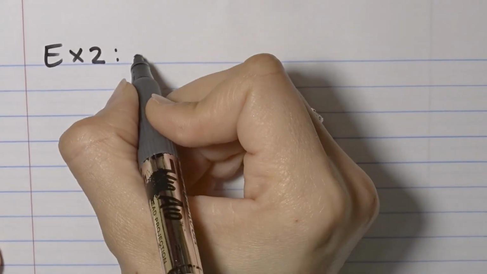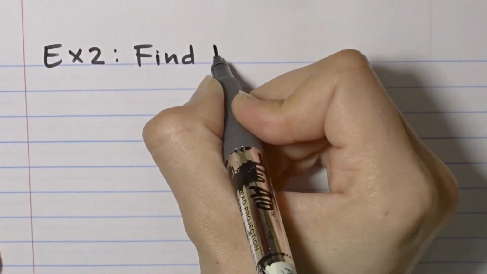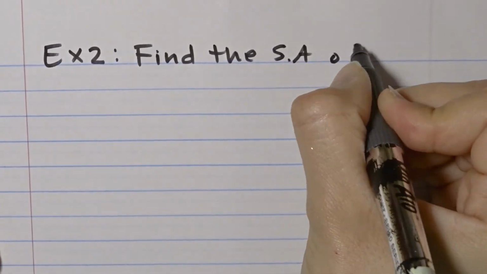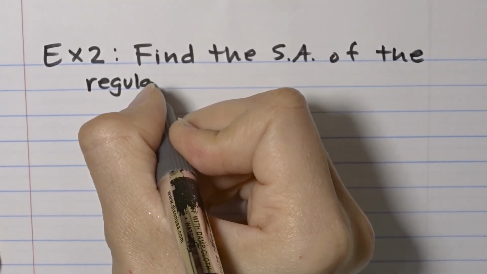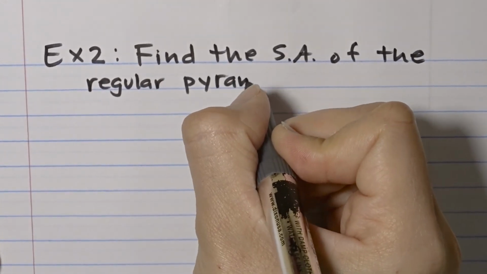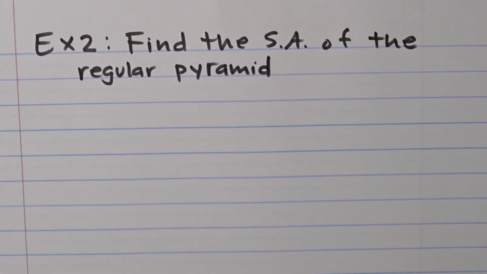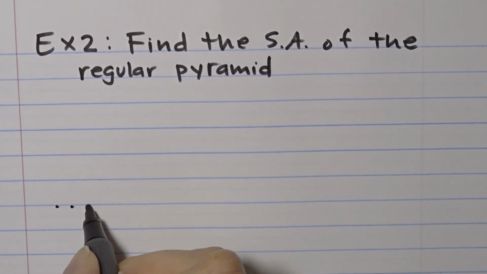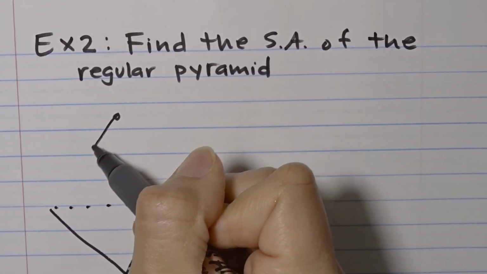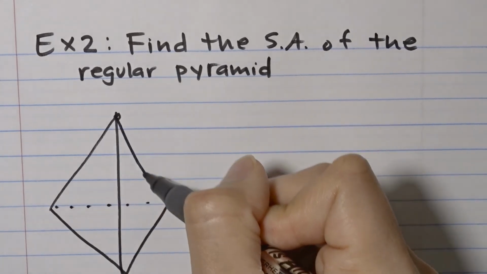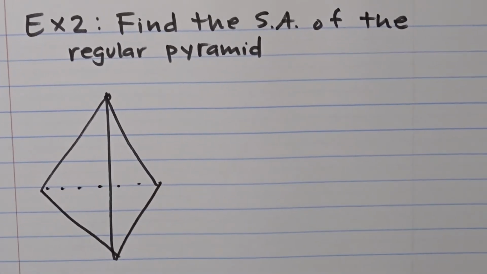All right, so let's look at example 2. Find the surface area of the regular pyramid. All right, so this time our pyramid has a triangular base, and it is still a regular pyramid, so it's an equilateral triangle. So let's draw this kind of big because we're going to have to label some numbers in there.